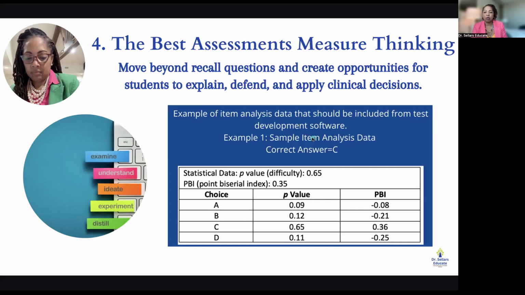So with this specific question, when we looked at exam analysis, we want to think about what information it tells us. What we know is the p-value, which is difficulty, is 0.65. That means 65% of the students chose the correct answer. Is that a bad thing or a good thing? Well, that means that question was probably about right. That sweet spot is around 0.70. So it wasn't extremely difficult. It wasn't extremely easy, right? So that is around the sweet spot.